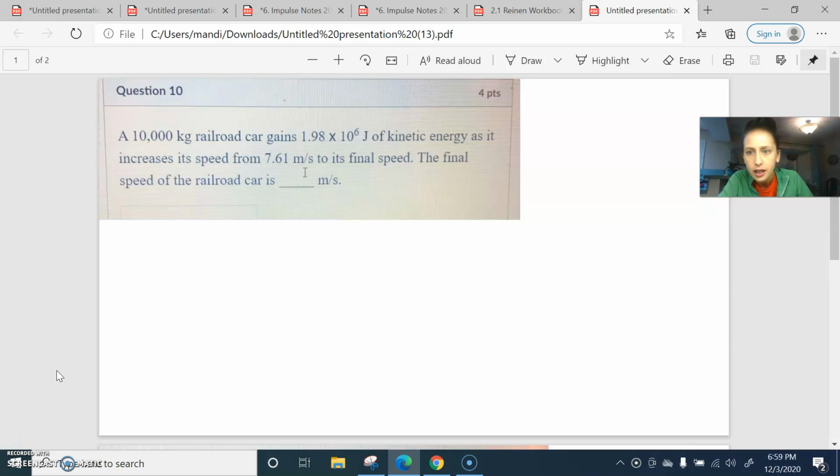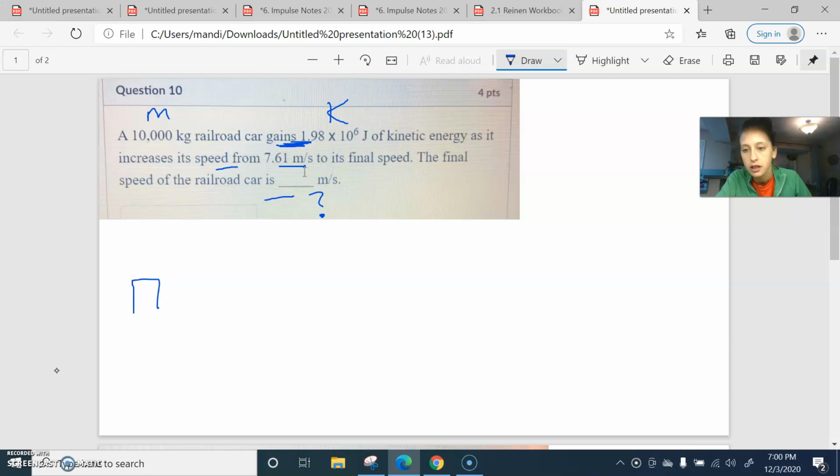All right, springs. Okay, we have a railroad. Oh, this one's not a spring. We have a railroad car with a mass and some kinetic energy. It gains that much energy and increases its speed from something to something else. Okay, so let's figure out how much kinetic energy it started with. So we started with some kinetic energy and we added some amount, and then we have our new total. And they want to know the final speed.